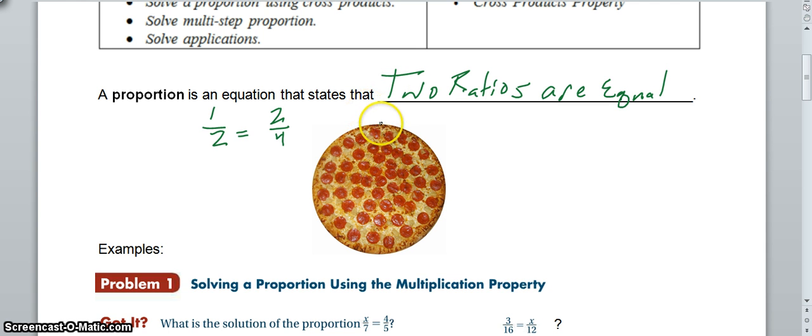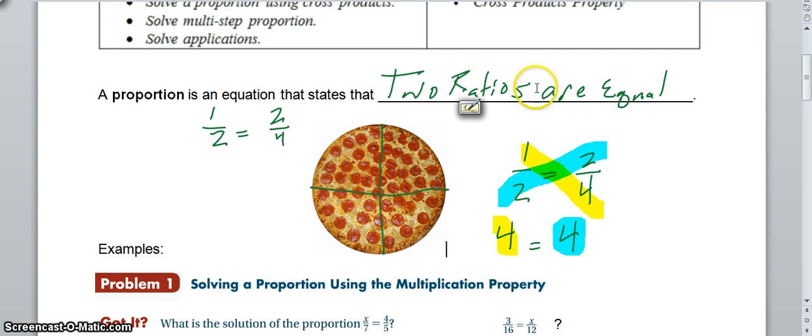So you can see that if you cut it in half, or if you cut it in fourths, they are equal. Now, this property always holds true about proportions. As long as the left and right side are equal, you can cross multiply and get the same product either way. Whether I take the 1 and the 4, cross multiply those to get 4, or the 2 and the 2, that also gives you 4. A little color coding there to help you remember that.